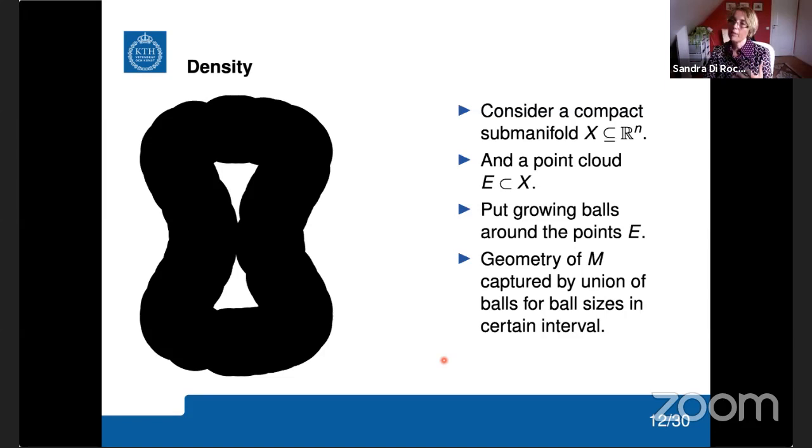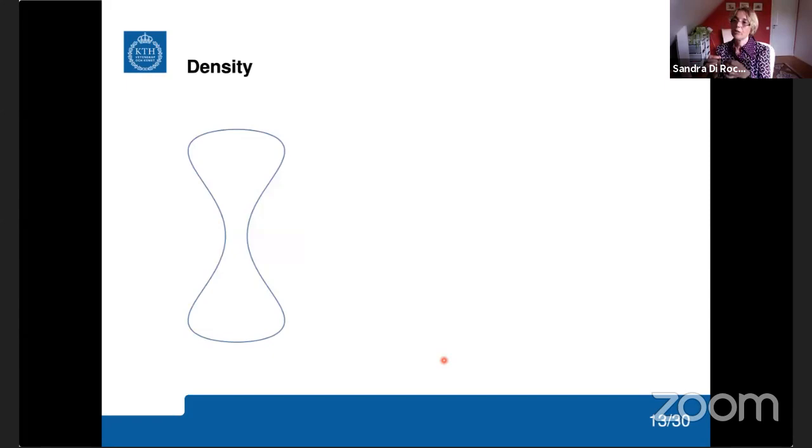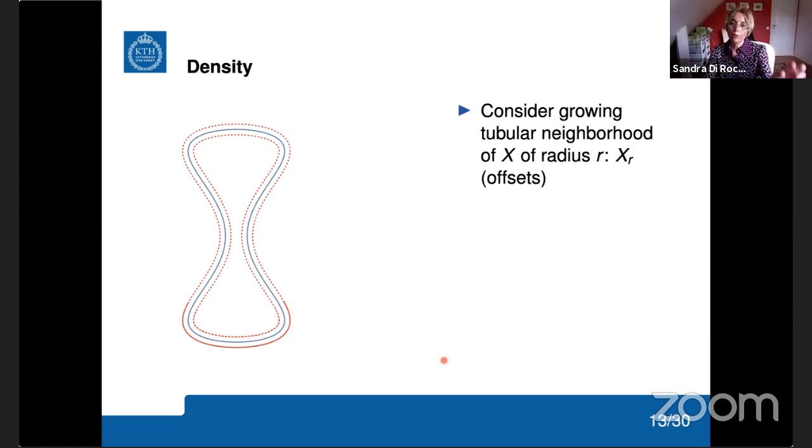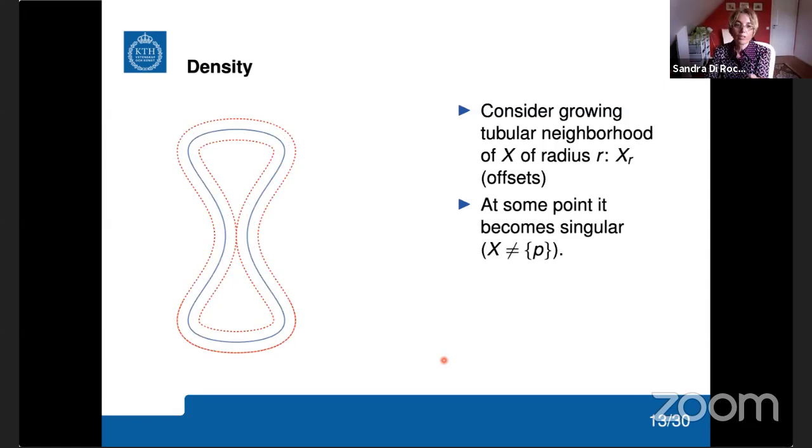We have to understand when it is too much, when the sample that we choose and the density that we choose is too big. At the same time, we don't want too small a density either, because we have to recover the whole variety. So understanding the density is the fundamental problem here in sampling. Let's look at the same thing, but now considering thickening of the given variety. So we consider tubular neighborhoods around the variety X of radius R. We do the same thing, and of course at some point the radius becomes too large to recover the variety, as it creates some singularity.